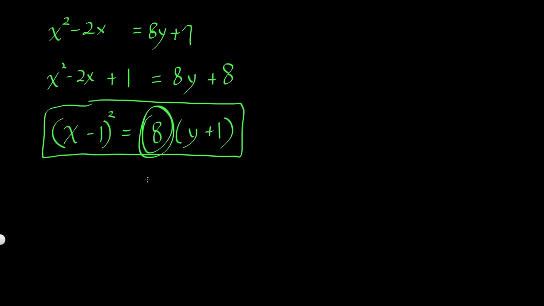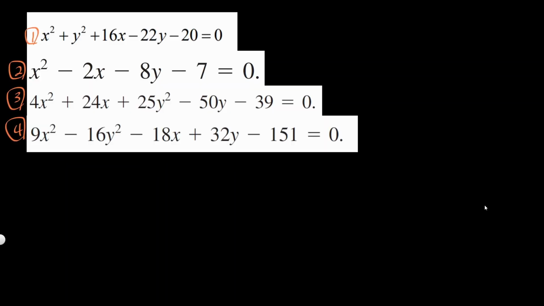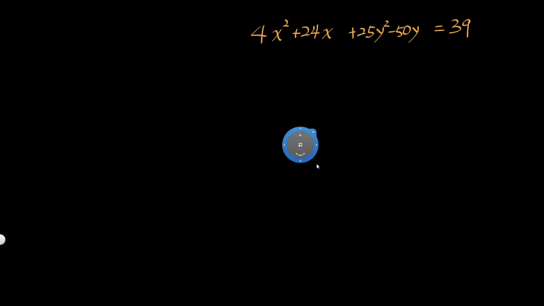That's going to be 4p, which I'm going to explain in another video. Now, number 3, it says 4x squared plus 24x, and we've got y squared as well. So I'm going to add 25y squared minus 50y, and then move 39 to the right side now. So let's work on this now.